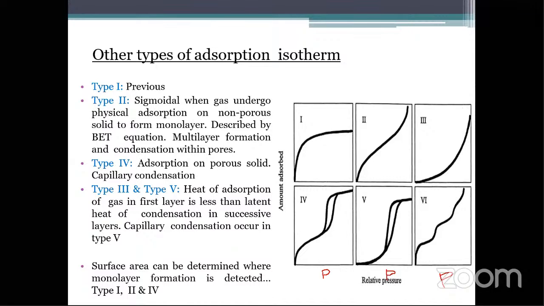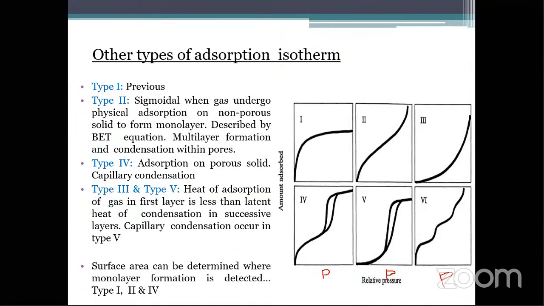In type 2, the shape of the curve, taking pressure on the x-axis and the amount of gas adsorbed on the y-axis, is a sigmoidal shape. This type of shape is known as the sigmoidal shape of the curve. Now the question is, why do we get this type of sigmoidal curve in type 2? This isotherm is sigmoidal in shape, and it occurs when gases undergo physical adsorption onto a non-porous solid.